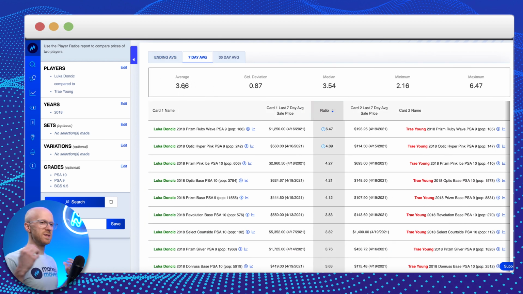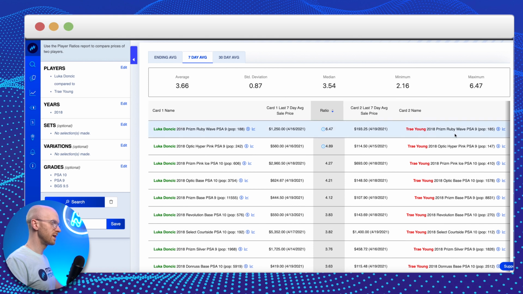This is the number I might take in my mind if I were going to a card show or to my LCS or into a negotiation, and I'm looking at comparable Trey and Luka cards and trying to decide which one to buy and price them out. This is an easy, quick multiplier that I can use to take advantage of that. But back to this Ruby Wave, 6.47 is not quite double the 3.66.